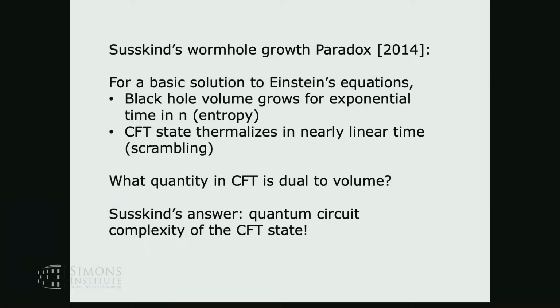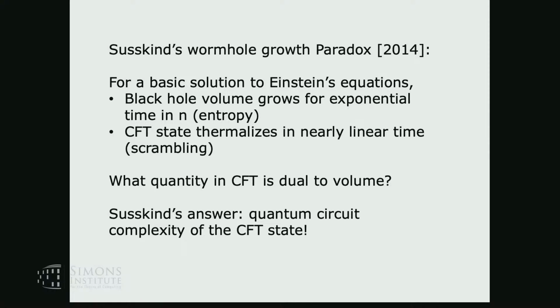On the other hand, what's believed is that the Hamiltonians on the CFT side are scrambling, which means that the amount of time it takes for the quantum state to thermalize is roughly linear in n log n, n polylog n. So you would expect that almost any of the normal things one would measure about that quantum state should have thermalized, and so should be constant. But because of the duality, the volume must correspond to something in the CFT. What could this quantity be that keeps growing for an exponential amount of time?